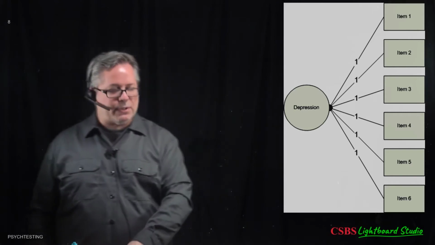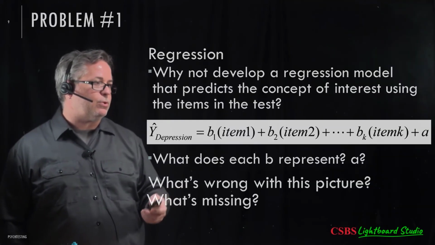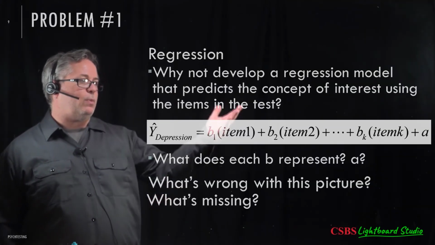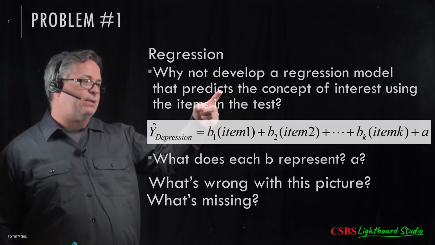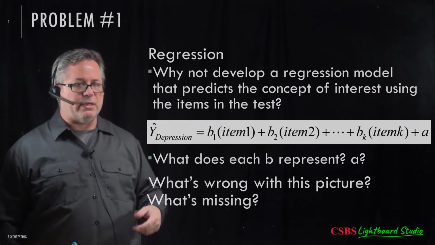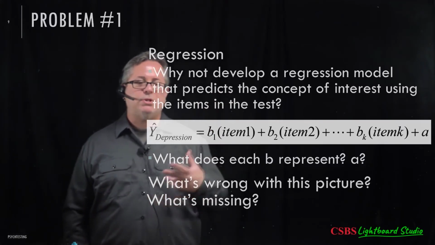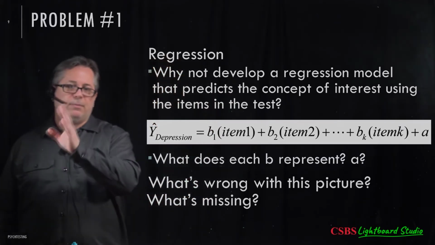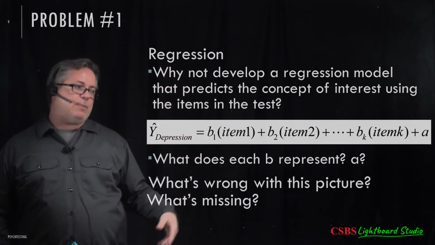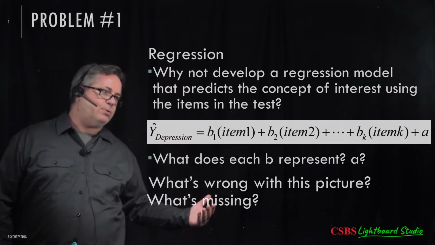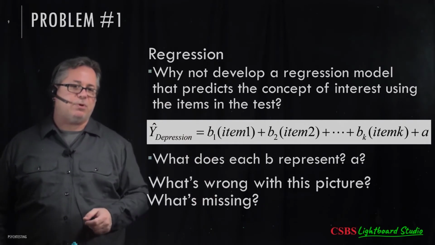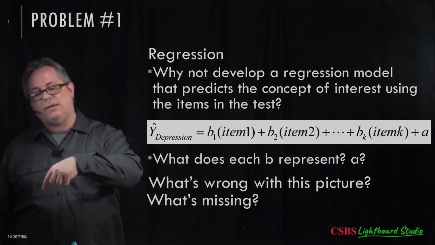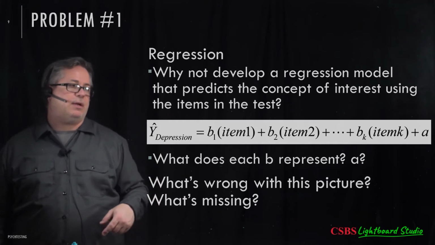When really what we probably should do is, why not just develop a regression model? Just predict the concept of interest with the items that you're trying to use. We'll take depression, we'll take a bunch of items we think measure depression, and we'll just predict it. And then it'll tell us which items are better or worse at predicting depression. And we can figure that out.